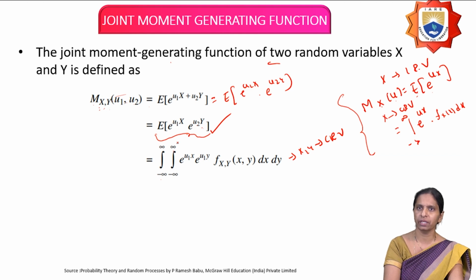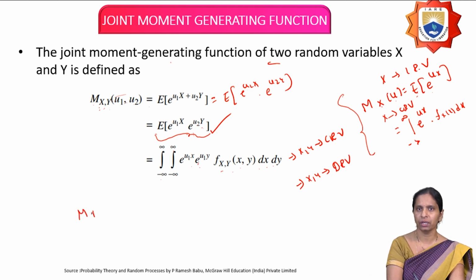So expectation of any function is what? That function, e power u1x into e power u2y, into what? The two random variables' joint density function, fxy of x comma y, into dx into dy.